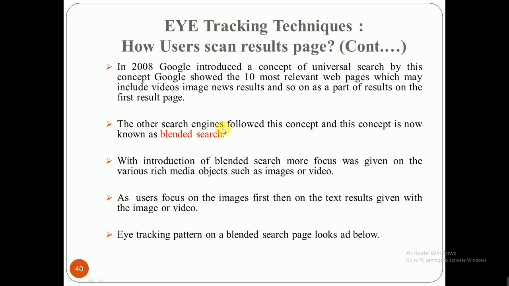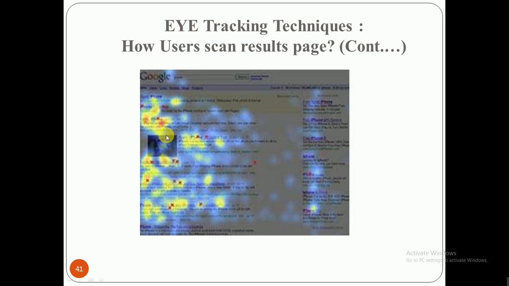Users focus on the images first, then on the text results given with the images or videos. In previous versions, images, videos and multimedia were not scanned. But now the focus is on blended search. The eye tracking pattern on a blended search page looks like the one below. You can see this is the eye tracking pattern of blended search.